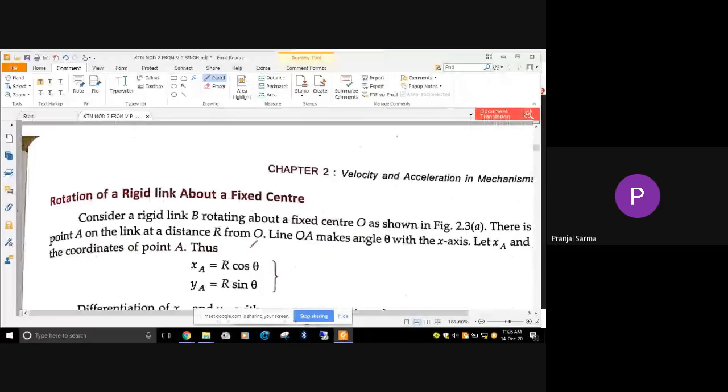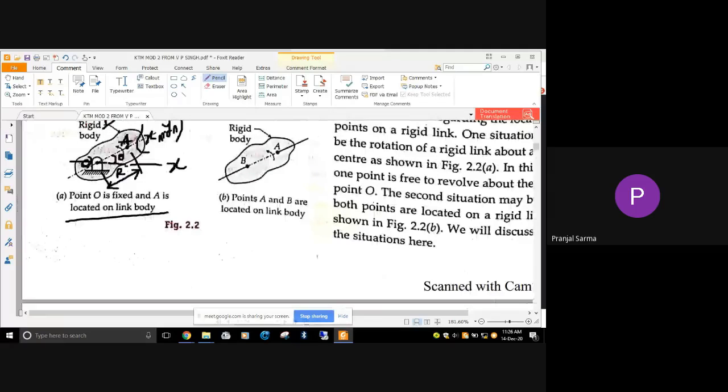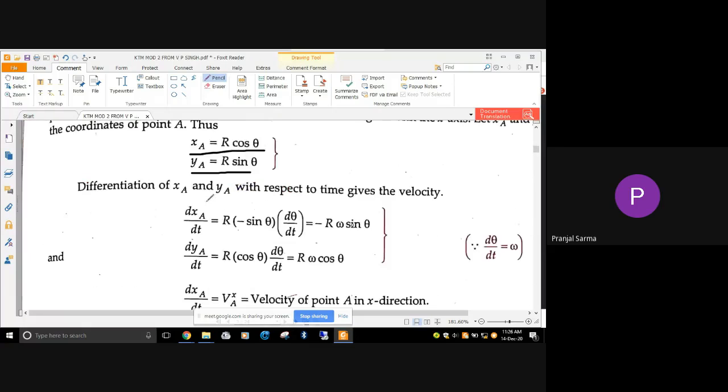Now what can be written? We can write x a to be r cos theta, and y a to be r sine theta. R cos theta is going to give you this, and r sine theta is going to give you this one. From there we can differentiate with respect to time, since these are the positions. We know dx dt gives the velocity, so we are differentiating x a and y a with respect to time, which gives velocity.